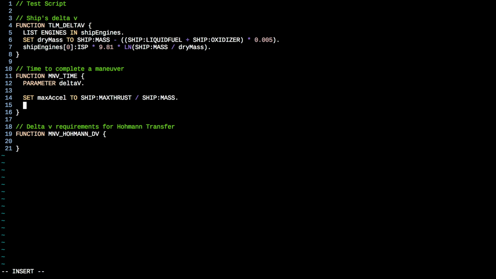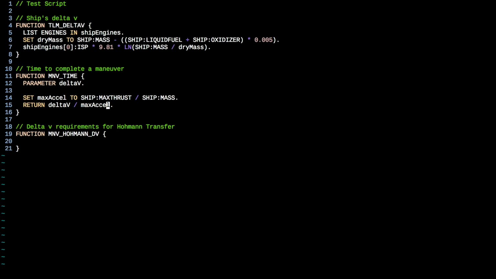And then we'll say, okay, that's the amount of velocity that we can change in a second. Let's go ahead and return the delta V divided by the maximum acceleration. So we're saying, here's the total velocity that we want to change, and here's how much we can do per second. That's going to leave us with a certain number of seconds.